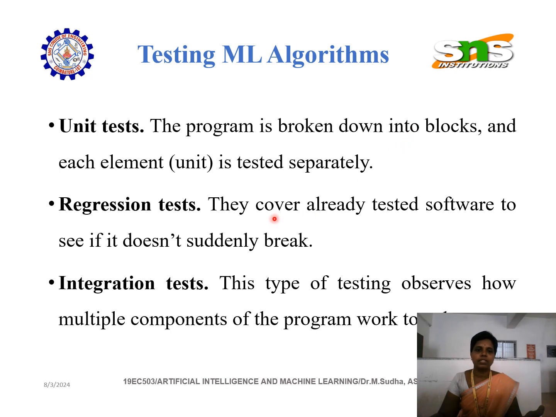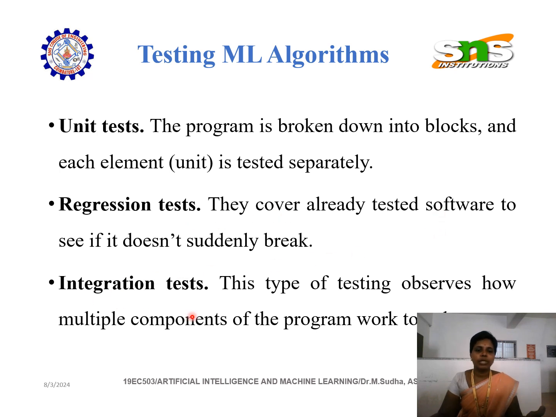That is unit test. And coming to the regression test, they cover already tested software to see if it does not suddenly break. That means the literal meaning of regression is already grown, that is, already trained software. We will randomly check whether it is going perfectly or not. That is called regression test.